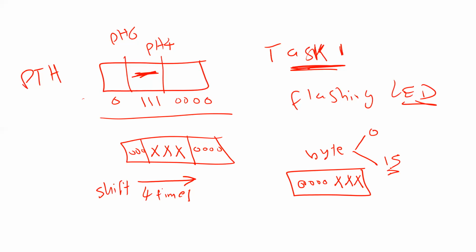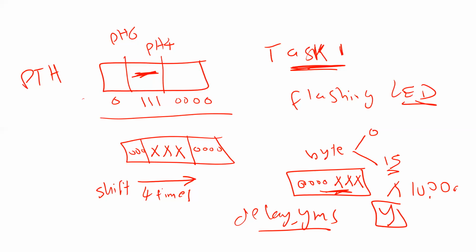Is that okay? And then, because we have to call the function delay Y ms, you have this byte, you have to multiply it by 1,000, right? Because this byte is in seconds. So I have to multiply it by 1,000, and after multiplying it by 1,000, I have to put it in register Y before you call this function. Is that okay? So this is the main idea.